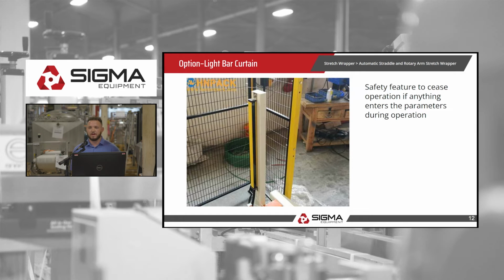Our next option is going to be a light bar curtain. This is a safety feature. Its use is designed to cease operation if anything were to enter the parameters during operation.